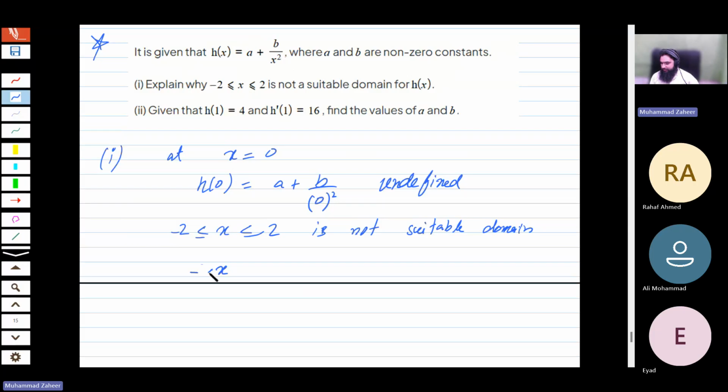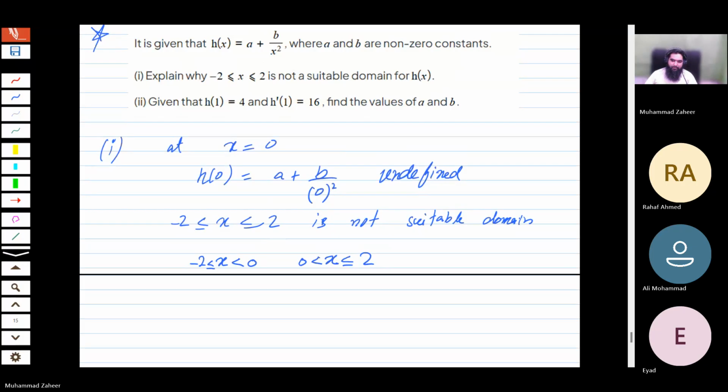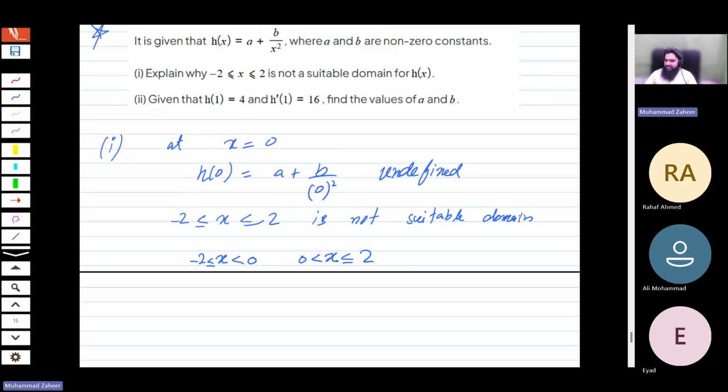The input should be given like this: x is greater than -2 and less than 0, 0 is not included, and x is greater than 0 and less than or equal to 2. So look at here, I just skip the 0. Now the domain is satisfying, the domain is going to be okay. Yes, everyone, any questions? So this is the reason.